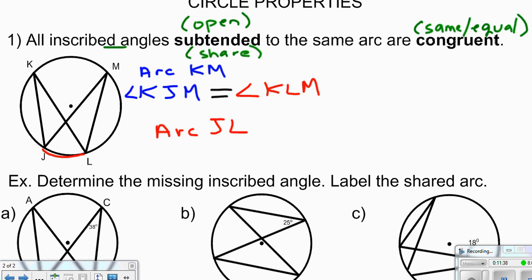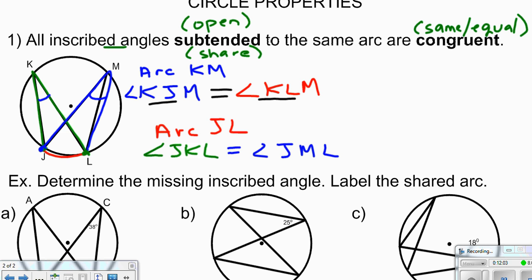And from arc JL, we have two more inscribed angles. We have angle JKL and angle JML. And so those two angles will also have the same value. And so we're talking about those two measurements would be the same. And KJM, KLM, we're talking about those two inner angles would be the same value or same measurement. So sometimes if angles are the same measure, we would put just a symbol in. So we'll give them different symbols to show that they're different.